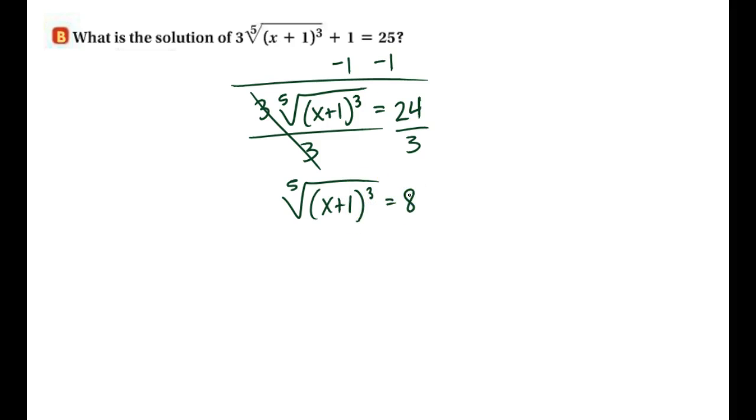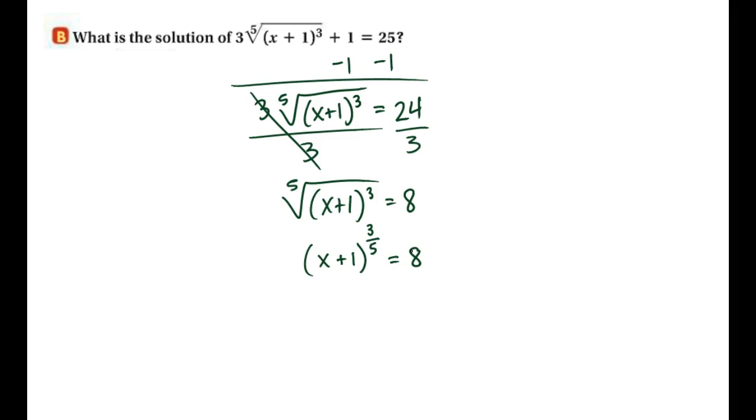From that point, I need to change this into exponential form. Remember, we talked about this in section 6.4, which is the previous lesson video. The index is the bottom of the fraction, and the exponent inside of the radical is the numerator, or the top of the fraction. So we have the 3/5 power equal to 8.